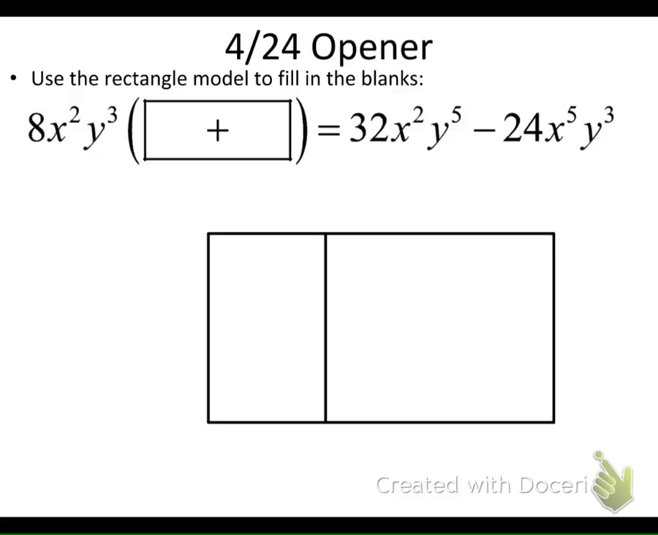So this is the same thing that we did yesterday. I have my front number, my 8x squared y cubed. What is that considered when I'm writing it in my area model? Your height. It's my height. Very good. Thank you, Kelsey. What I'm missing in those parentheses is what? My width. And what I have over here is what? So height times width equals area. Great.